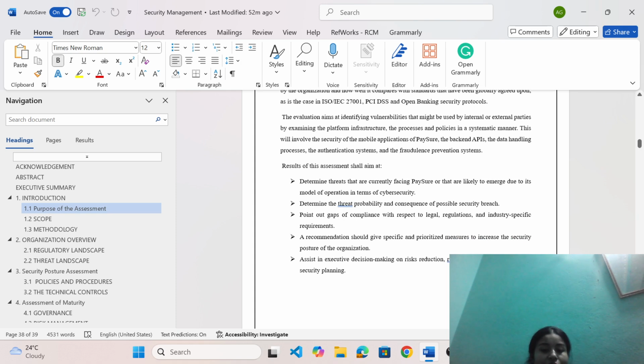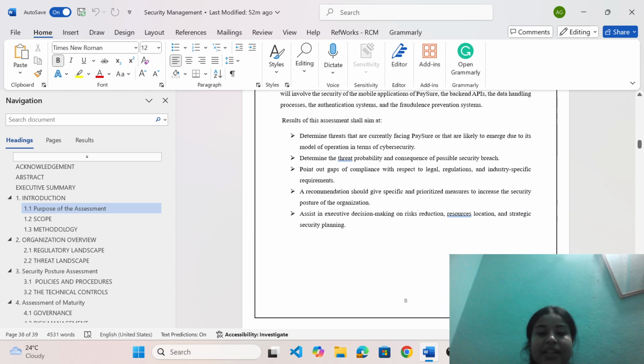Then recommendations should give specific and prioritized methods to increase the security posture of the organization for tomorrow, as well as assist in executive decision making on risk reduction, resource allocation, and strategic security planning. So this is the main result that this assessment aims for.